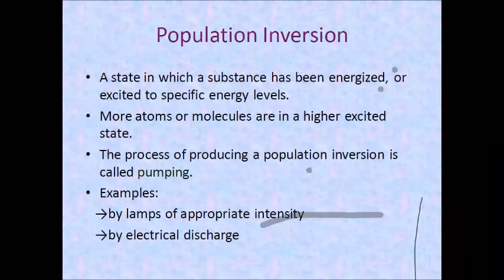The number of atoms in the higher energy state is more than the atoms in the ground state. Normally, the number of atoms in the ground state is more than the number of atoms in the excited state. If we reverse that, so the number of atoms in the excited state is more than the number of atoms in the ground state, then the phenomenon is called population inversion. And the process through which we produce population inversion is called pumping.